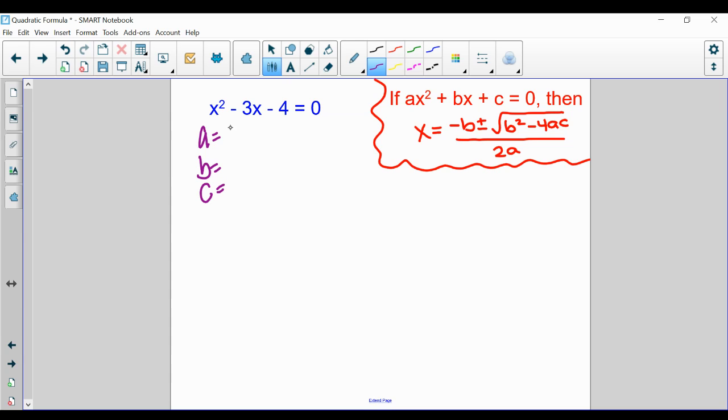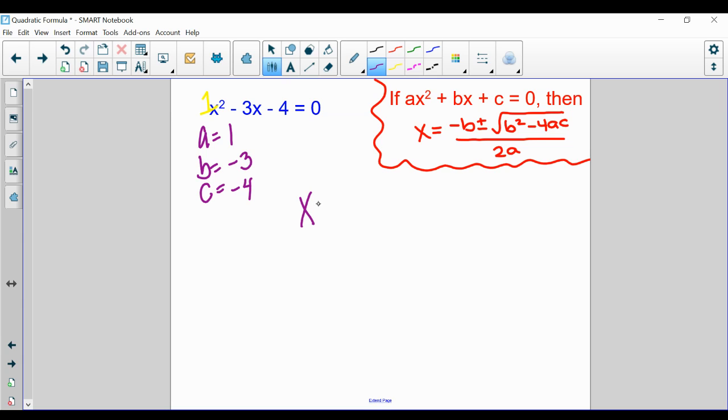So step one, my A value is 1, right? There's a little invisible 1 right here. My B value is -3, and my C value is -4. I then am going to use those numbers and plug them into that fancy formula. So here we go. I apologize for my singing.